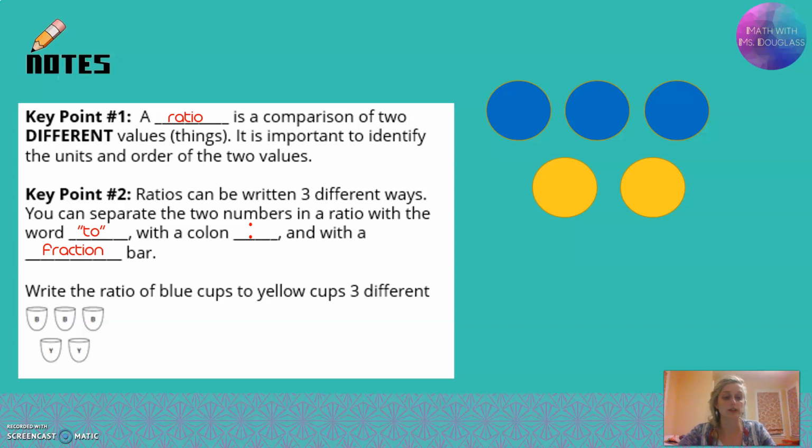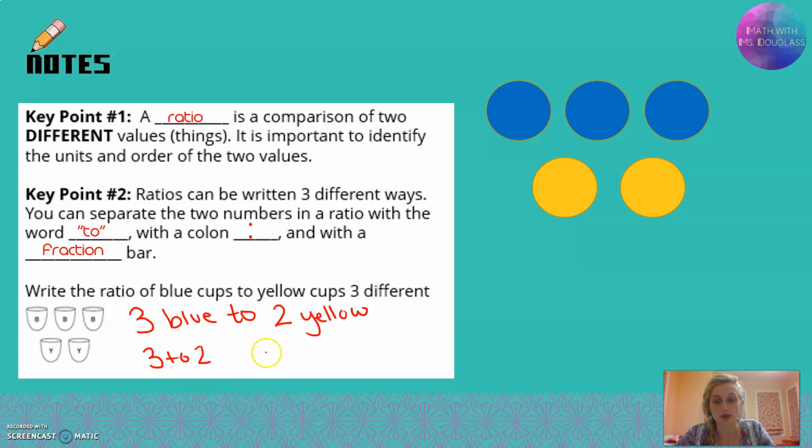Another thing that's important about ratios is the order. So if I ask you for the ratio of blue to yellow, you have to write the number of blue first. So if I'm going to write it with the word "to," I might write 3 blue circles to 2 yellow. Additionally, you can also just write 3 to 2 if I've already told you the order of the ratio in the problem. So that's one way.